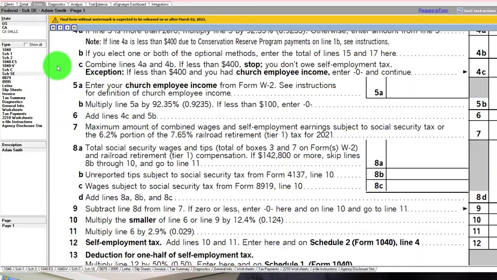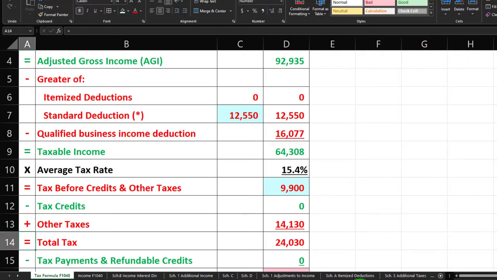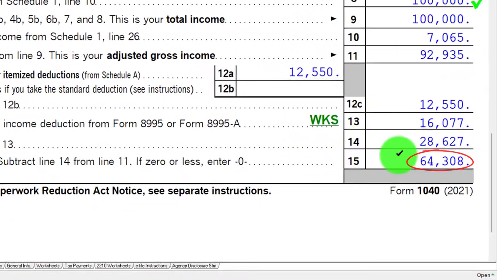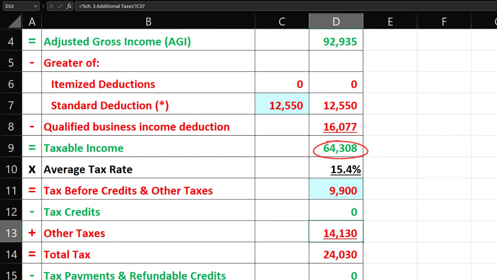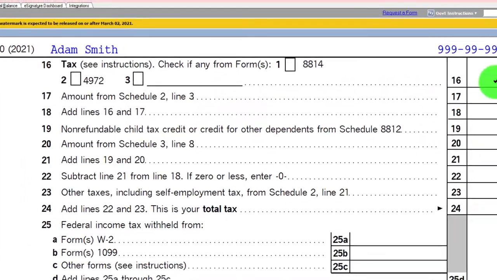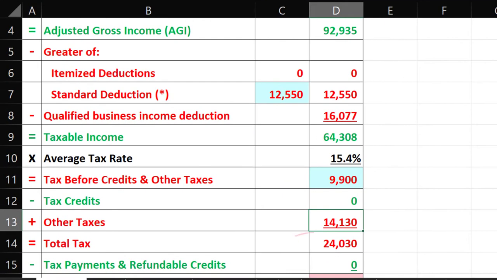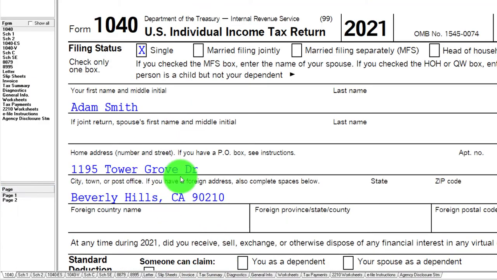Let's check it out. So we got the total tax, 14,129. So that's the 14,129, 130. It's off by a dollar. I'm okay with that. And then 1040 page 1 is still at 64,308. So we're at the 64,308. Page number 2, we've got the 9900 and the 14129 to get to the 2429. So there's the 2430. So it looks good, I think. Okay. So there we have it. We can kind of reconstruct it.